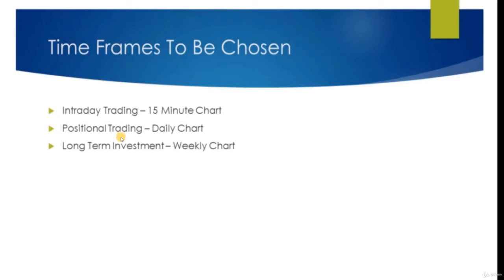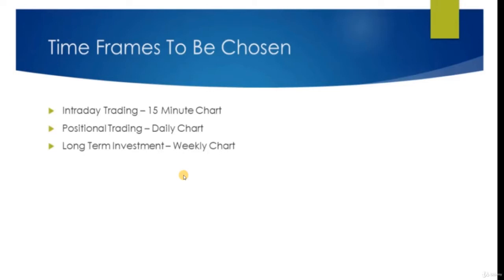In the previous lecture, I mentioned different trading perspectives, and for different trading perspectives, we should choose different time frame charts to know about the current trend. For example, for positional trading perspective, we will find out the current trend on daily chart, and for long-term trading perspective, the chart should be weekly chart, and for intraday trading perspective, we should find out the current trend on 15-minute chart.